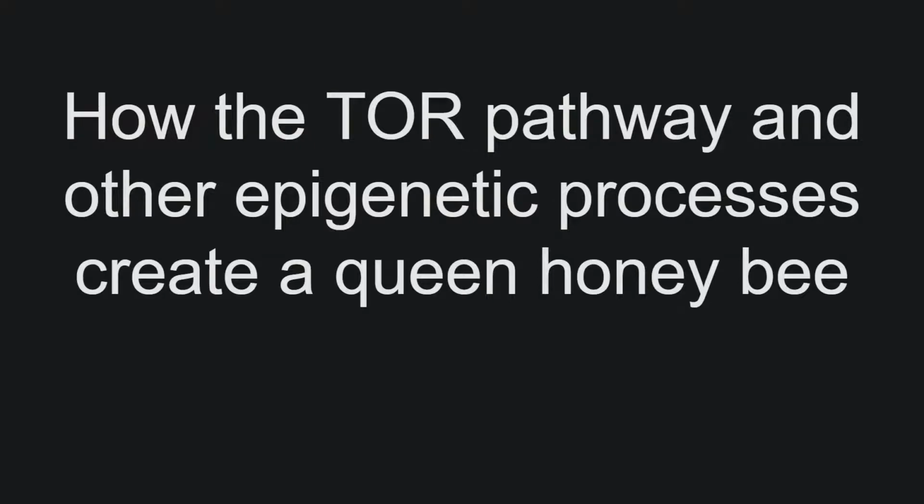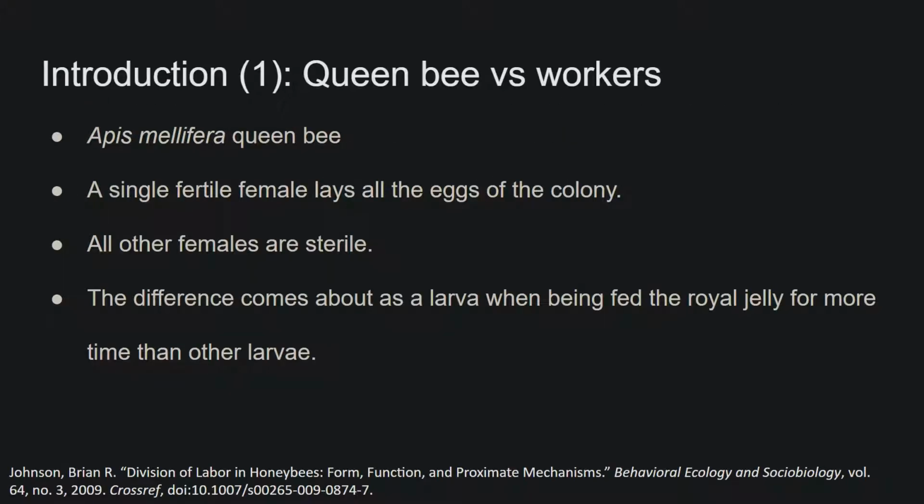How the TOR pathway and other epigenetic processes create a queen honeybee. The Apis mellifera queen bee is a single fertile female that lays all the eggs of the colony. All other females are sterile.